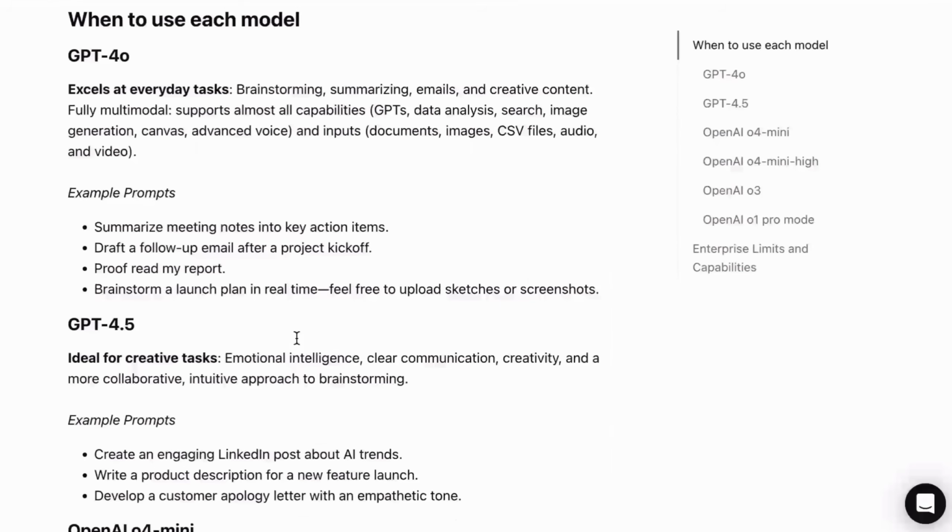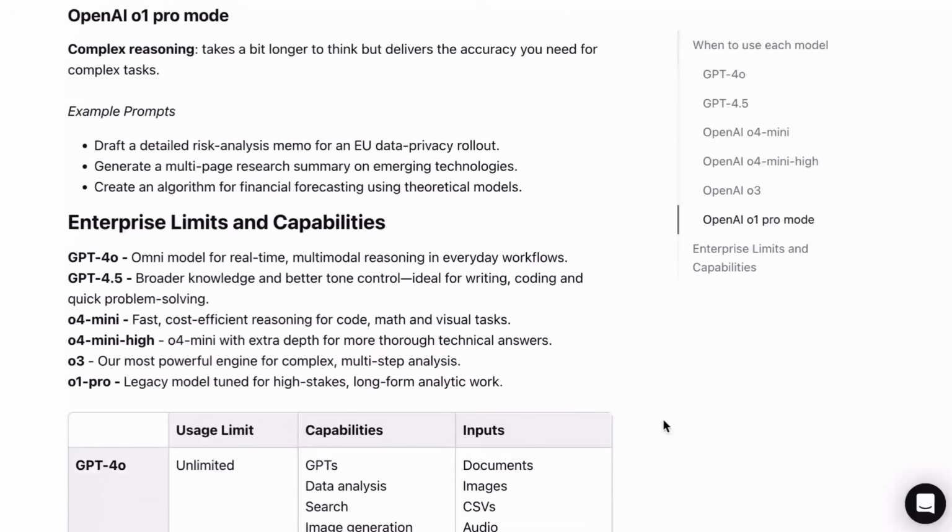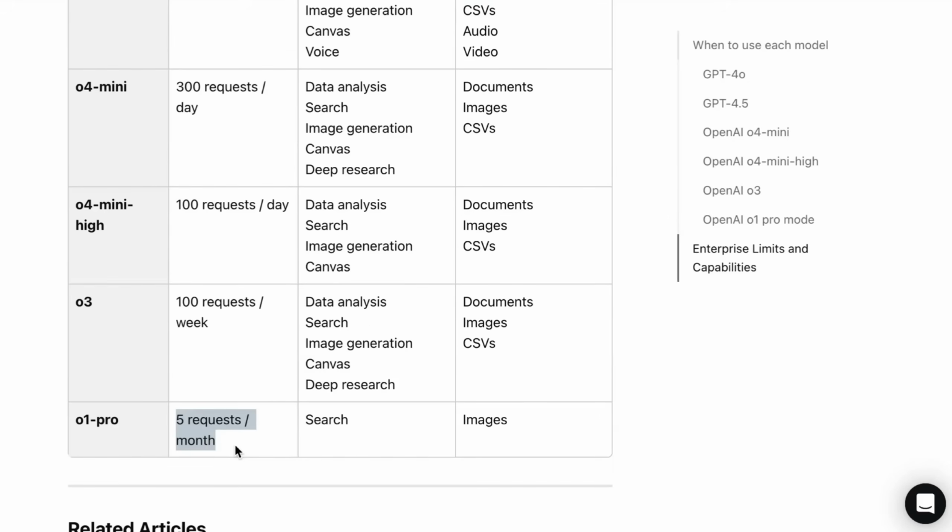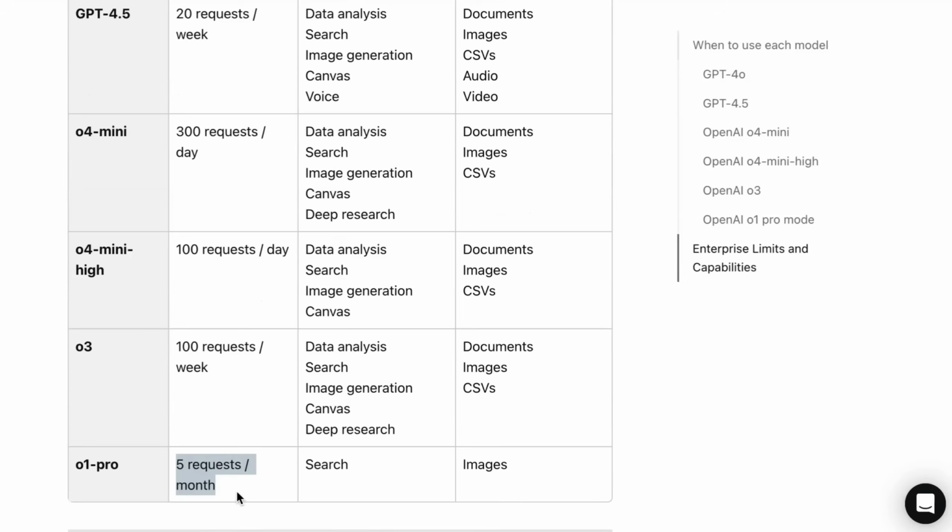It is included in this list because it's available as part of their enterprise plan, and OpenAI says that it is for complex reasoning. So for example, drafting a detailed risk analysis memo for an EU data privacy rollout, generating a multi-page research summary on emerging technologies, creating an algorithm for financial forecasting using theoretical models. It's a very small number of requests that enterprises get per month for O1 Pro.